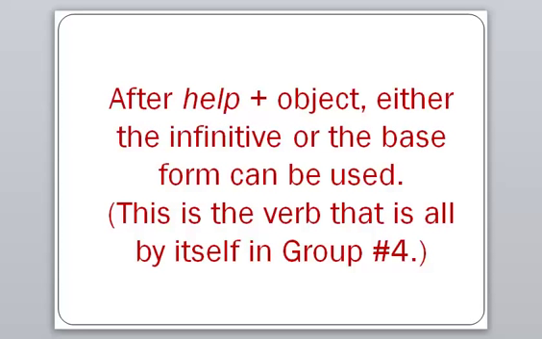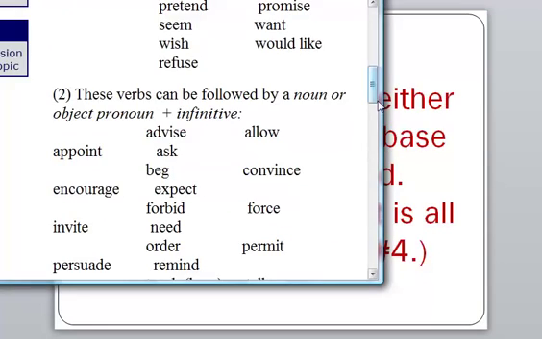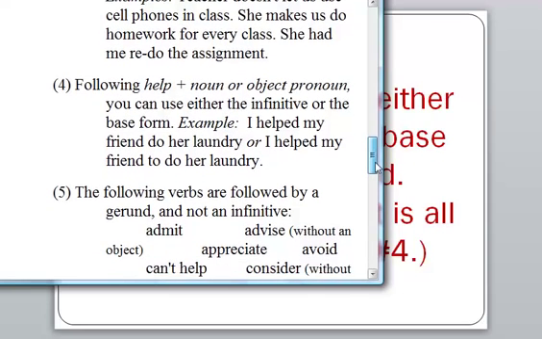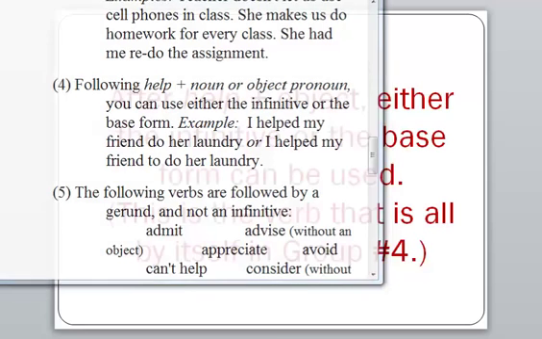Then we're going to talk about help. Now, help is a verb that on your handout is all by itself in group 4. Help can be followed either by the base form or by the infinitive. The examples you see on your handout are: I helped my friend do her laundry, or I helped my friend to do her laundry. Those are both correct, and they mean the same thing.